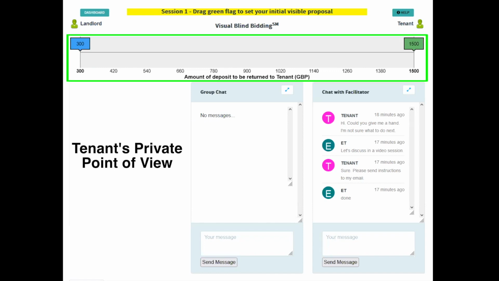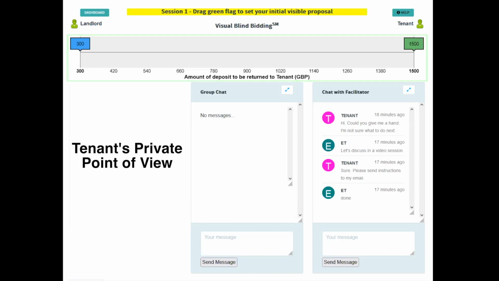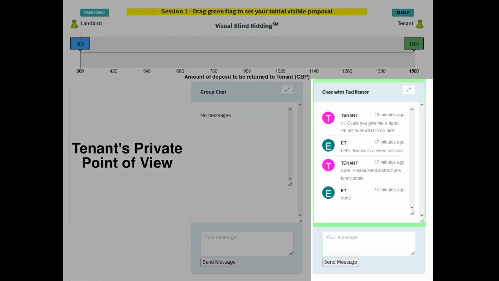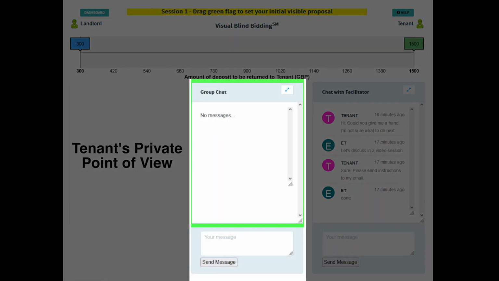The process typically proceeds asynchronously, with each party returning to make their next move at their own convenience. But in this demonstration, both parties are present and make all their moves in quick succession. Parties can chat privately with the facilitator or with everyone as a group.